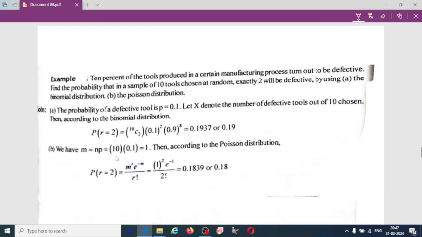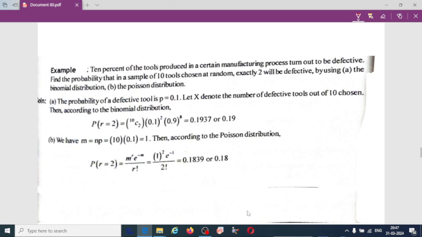So here is an example for binomial distribution. 10% of the tools produced in a certain manufacturing process turn out to be defective. Find the probability that in a sample of 10 tools chosen at random, exactly 2 will be defective. By using the binomial distribution and the Poisson distribution, we have to calculate both here. So 10%, here is the condition they have given: 10% of the tools produced in a certain manufacturing process turn out to be defective.